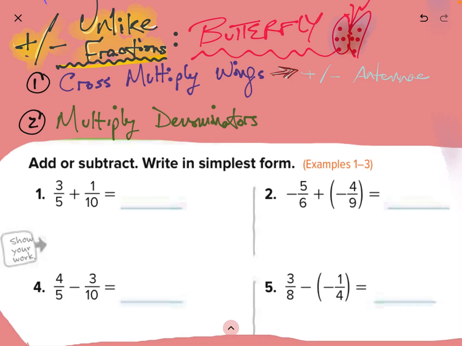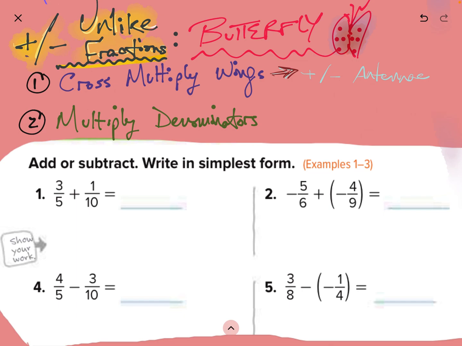All right, adding and subtracting unlike fractions. Again, you've got to have a common denominator. If they already do have a common denominator, that is what we call like fractions. We like those, those are easier. But if they do not have a common denominator, then we have ourselves some unlike fractions.